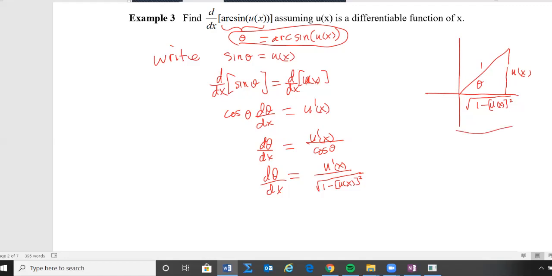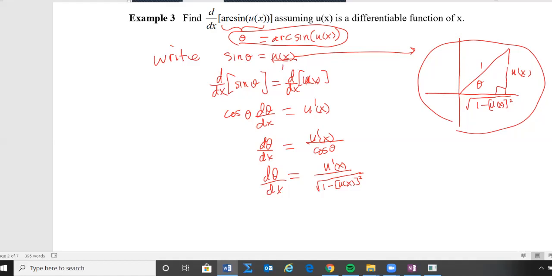Now from our diagram over here, I drew that as soon as I realized this right here, which came from letting theta be this, and I just rewrote it. So sine of theta was u of x over 1. So think of that as a 1 underneath there. And from there, Pythagorean theorem gives us this, this missing side over here, which enables us to put the cosine in down here. And this is our answer then.